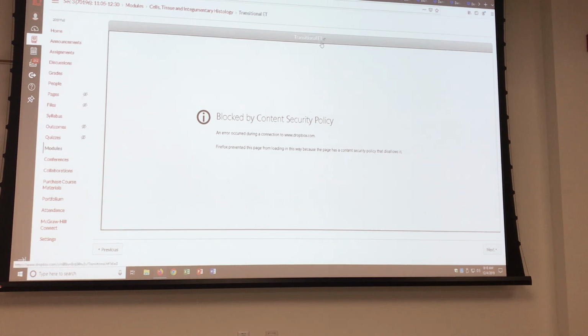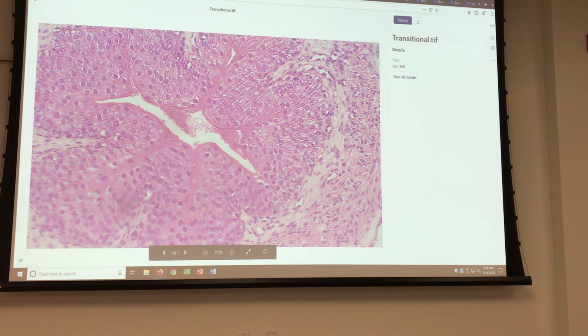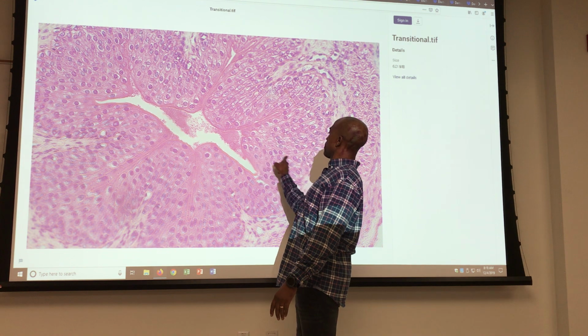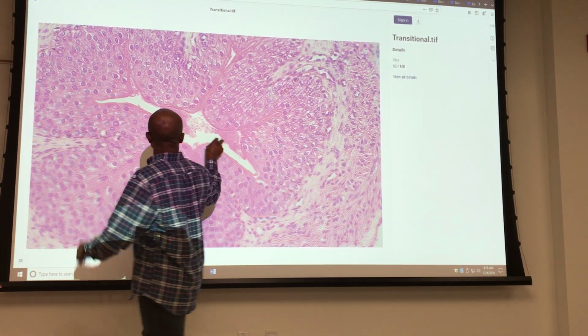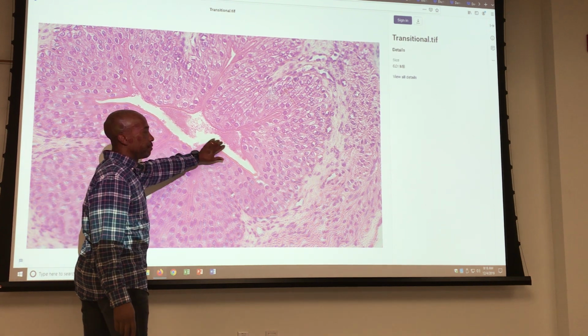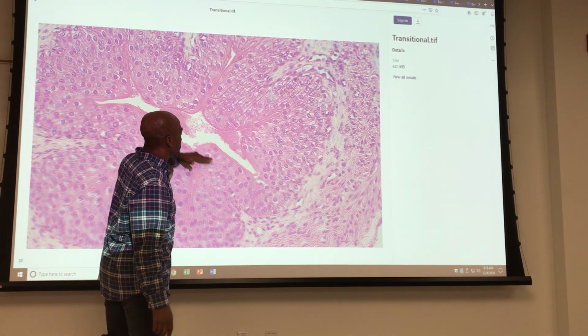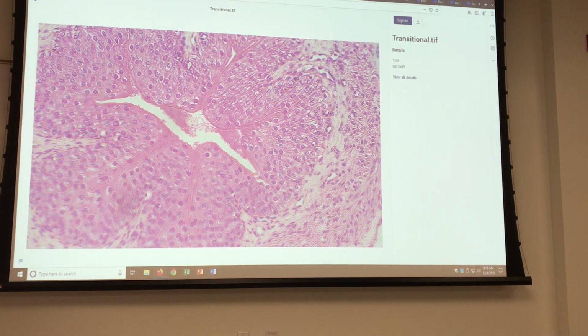This one is transitional ET. All this is where we have these dome-shaped cells in layers coming back like that. So here's the lumen. This way you may have the urine right here. And as urine accumulates, these get a bit flatter and can push back a little bit, create space. Transitional epithelial tissue.